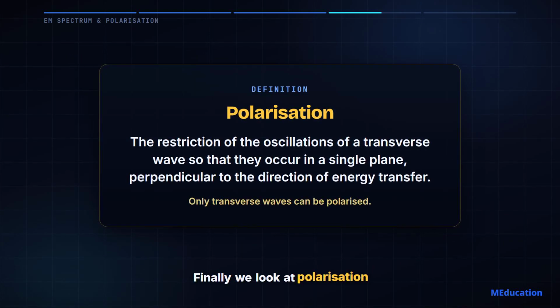Finally, we look at polarization. By restricting the oscillation of a transverse wave to a single plane, you will prove the fundamental nature of light. You will calculate the exact intensity of light surviving a journey through multiple polarizing filters using Malus's law, which is a guaranteed calculation trap in your exams.